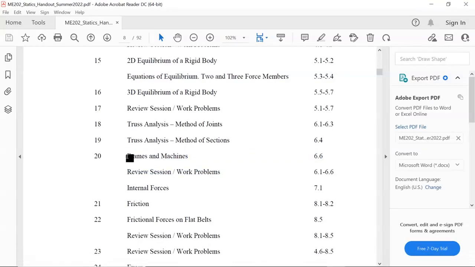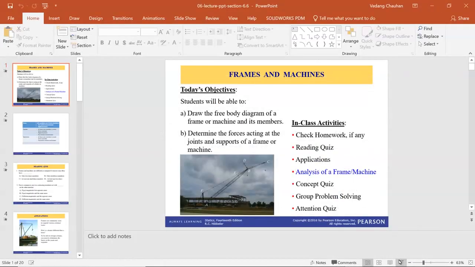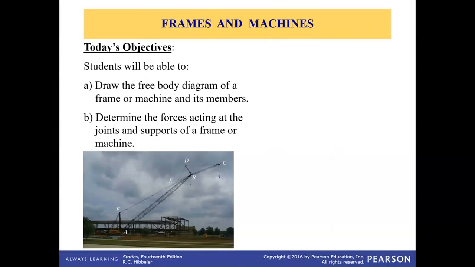In this video, we will learn about frames and machines, topic 6.6 from chapter 6. Frames and machines. Today's objective is to draw the free body diagram of a frame or machine and its members and determine the forces acting at the joints or supports of a frame or machine.